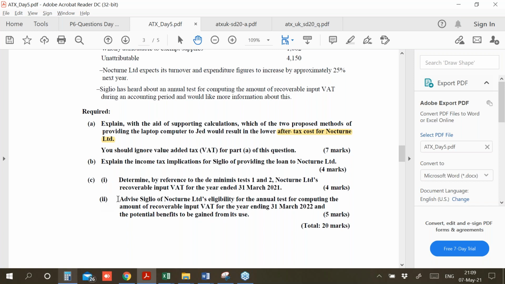As far as the last part is concerned, I have already told you the advantages of the annual test. Nocturne Limited will not have to conduct these tests every quarter. Rather, they will conduct the tests annually. However, there are certain conditions which we discussed before starting the question. So guys, till here, raise your hands if you have understood. Thank you. Now, a short 5-minute break and then we'll start our next question.